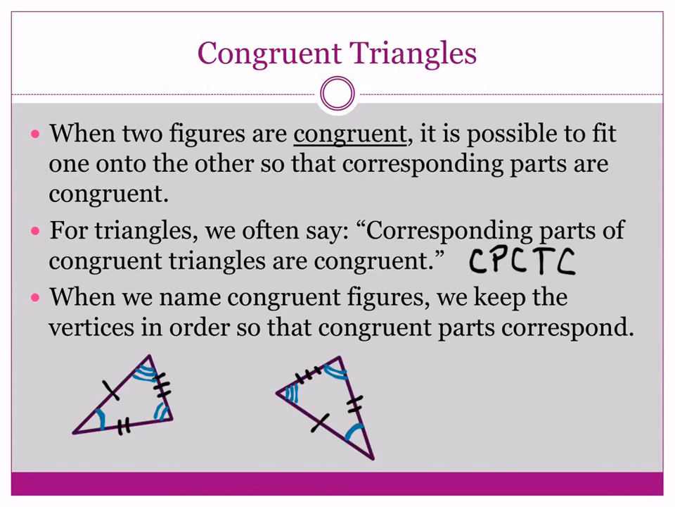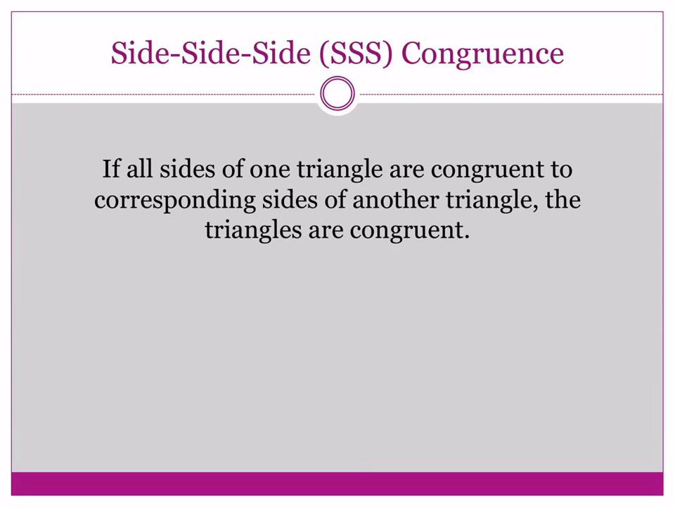And that's what we're going to take a look at next: some theorems that say, yes, we've got to have all these 6 things happening, but if we have 3 of them in a certain fashion, it will be enough to force the other things to happen automatically. That's what it's going to be. So let's take a look. The first one is the side-side-side congruence theorem.